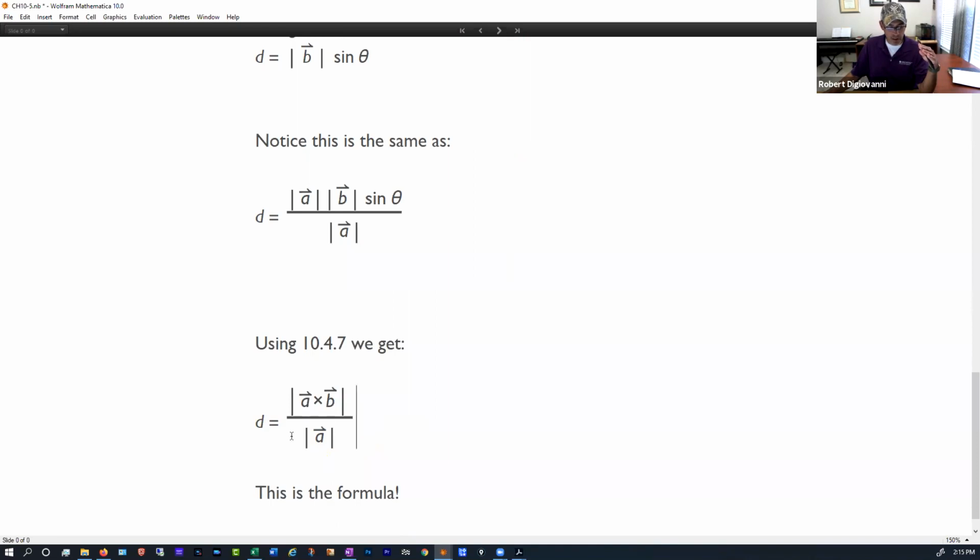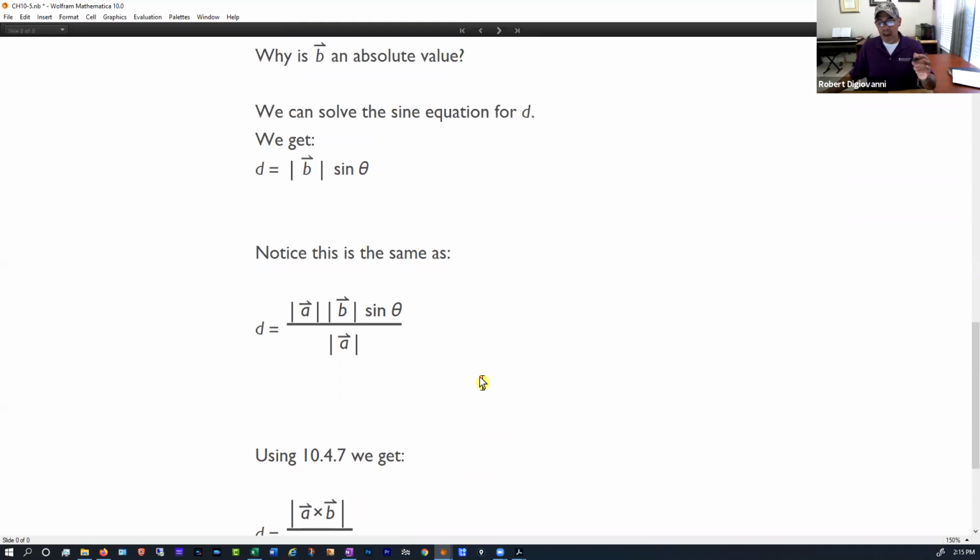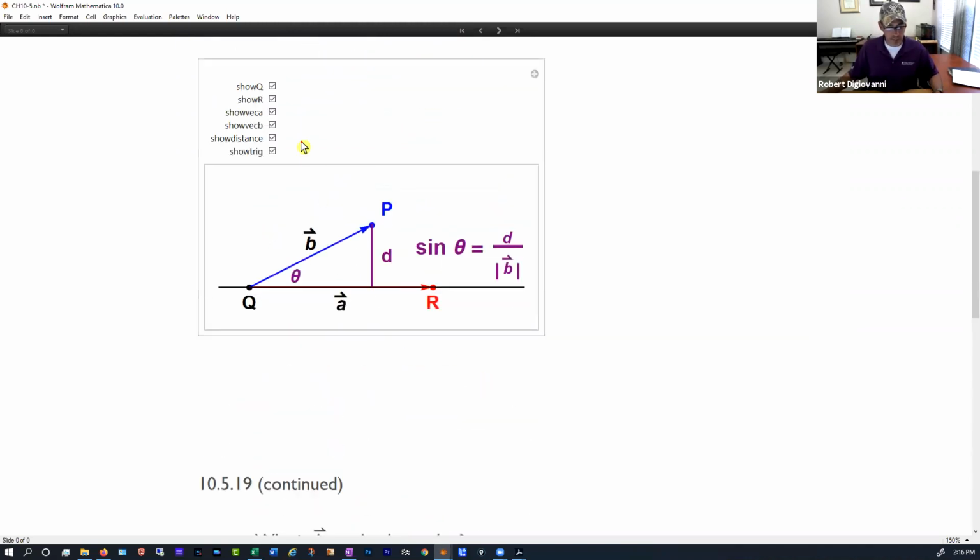And so in order to calculate D, all you have to do is come up with the two vectors A and B. And as long as you can cross them and find magnitudes, you're in business. It's amazing, I think. So we don't even have to find the angle at all, or use sine, just vectors? That's just vectors.